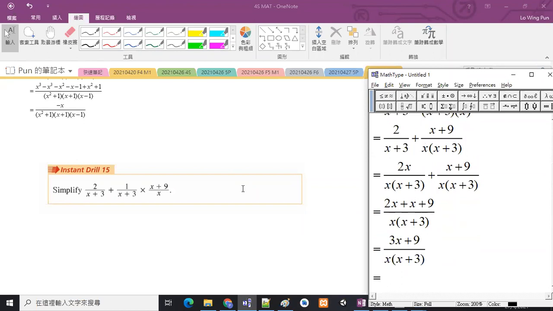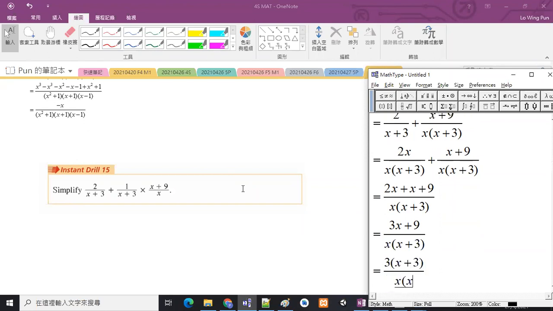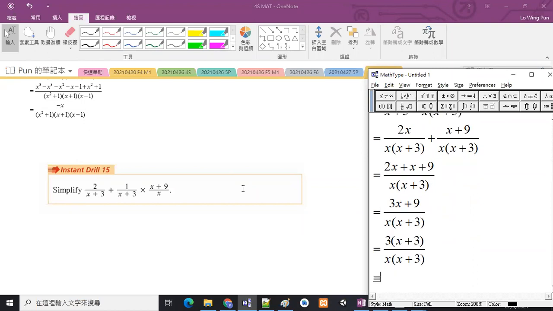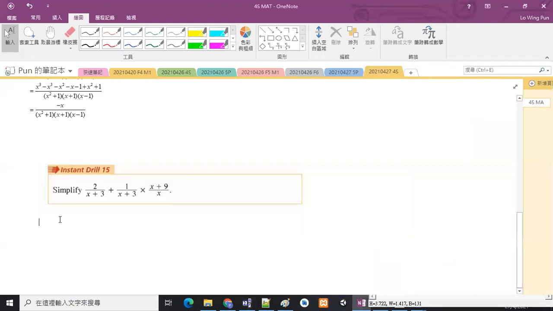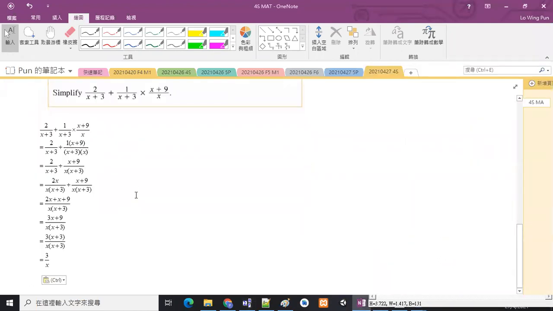And then we need to check for the common factors. So we should take out the 3. And then we have x plus 3 over x times x plus 3. And then we find that the x plus 3 can be cancelled by each other. So the final answer will be just 3 over x. Is that okay? Next one.